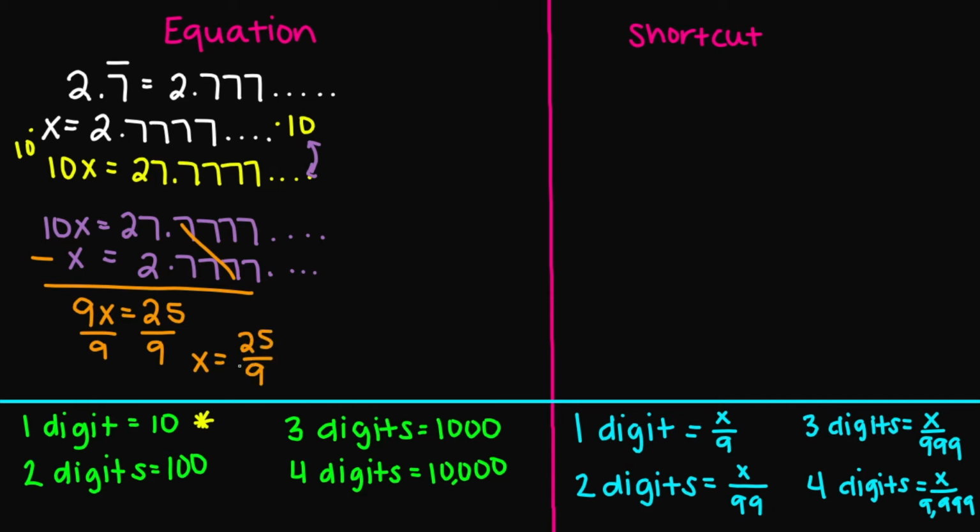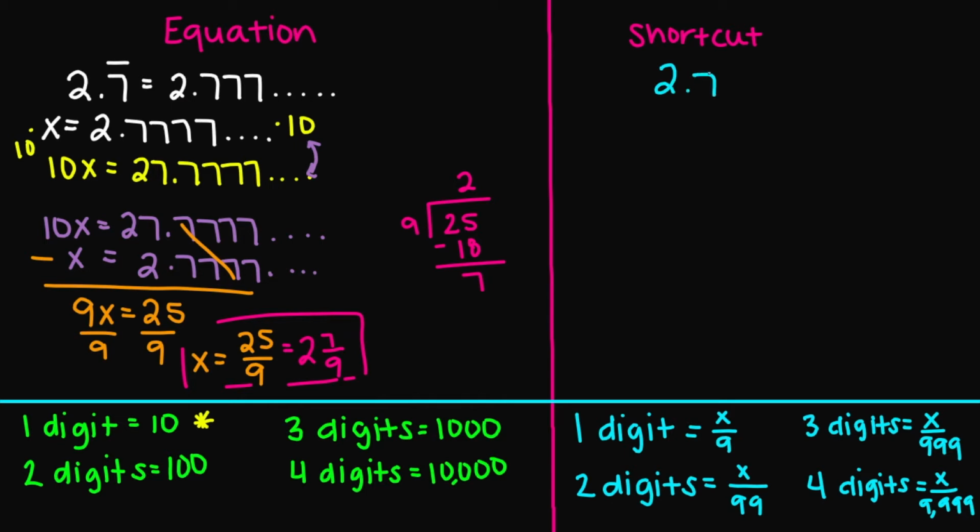And since this is an improper fraction, let's go ahead and convert it into a mixed number. So 9 on the outside, 25 is on the inside. 9 goes into 25 2 times. 9 times 2 is 18. 25 minus 18, this is going to equal 7. So as a mixed number, you're going to get 2 and 7/9. So now let's try the shortcut. We have 2.7 repeating. I only have one digit that's being repeated. So I'm going to get 9 in my denominator. And the number that's being repeated is going to be in the numerator. And then I'm just going to bring my 2 down here. And this is going to be 2 and 7/9.